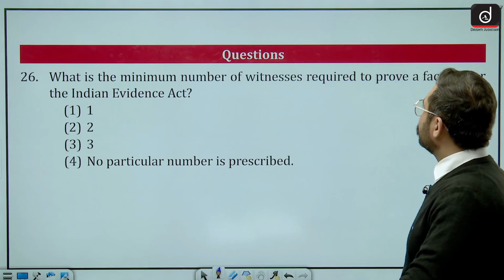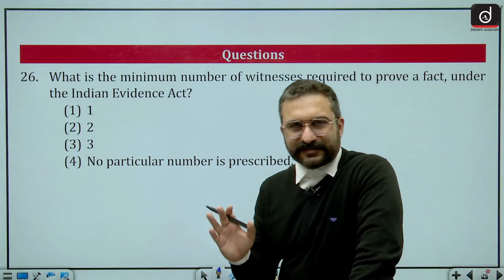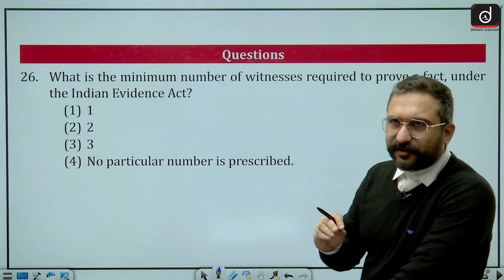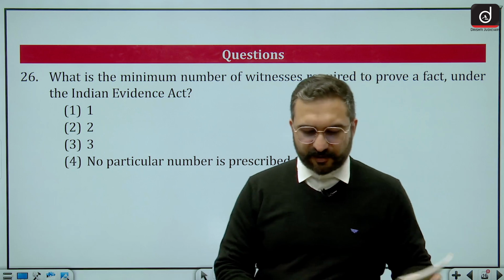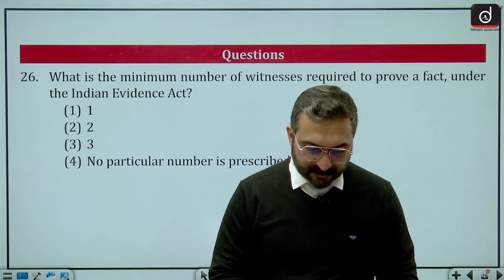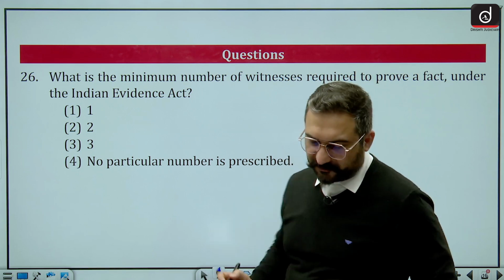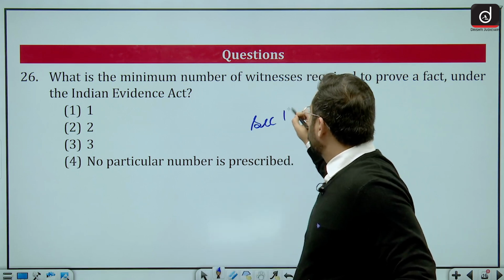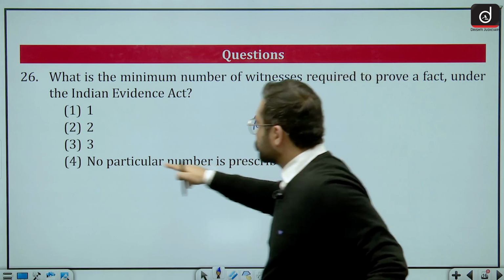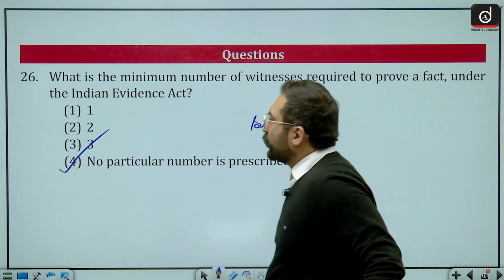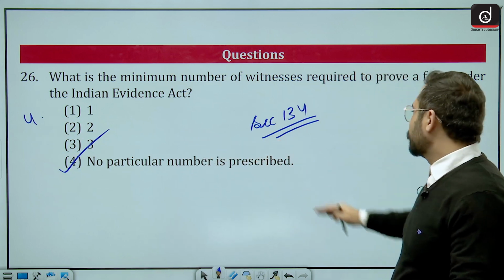What is the minimum number of witnesses required to prove a fact under the Indian Evidence Act? There is no number of witness, everyone knows, because we talk about the quality of the witness, not the quantity. So there is no number of witness that we require for the proof of a particular thing. For that purpose, you have section 134 which talks about this. Section 134, if you will read, you will see that there is no particular number prescribed. 4 is your answer. Very easy. There is no explanation required on this too, because they are asking that directly.